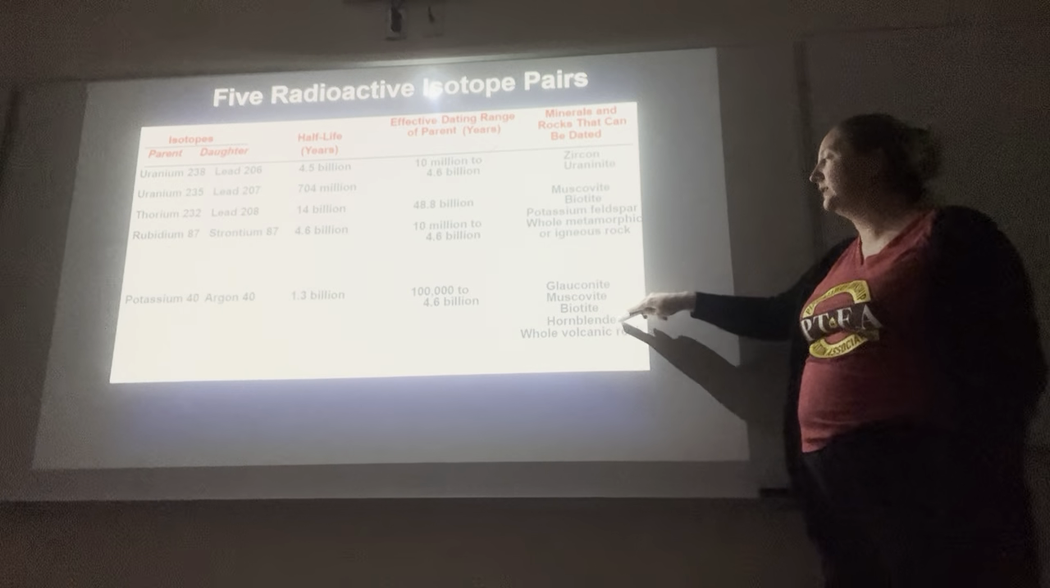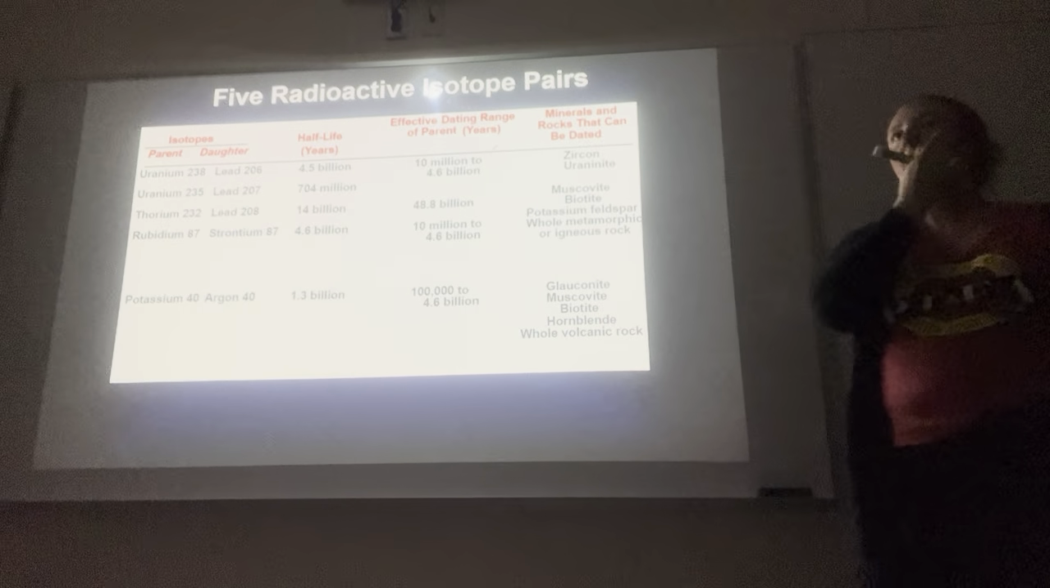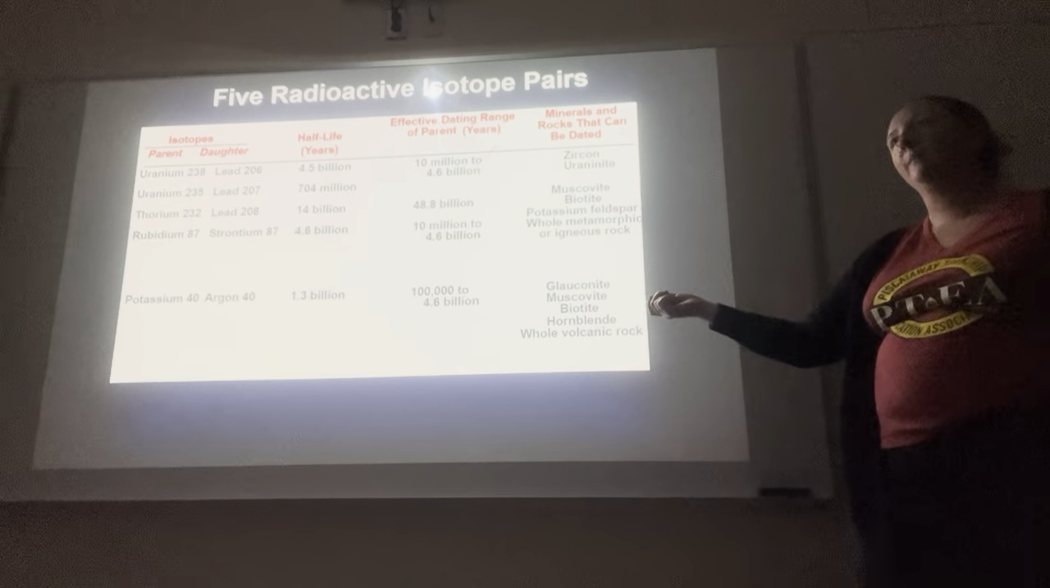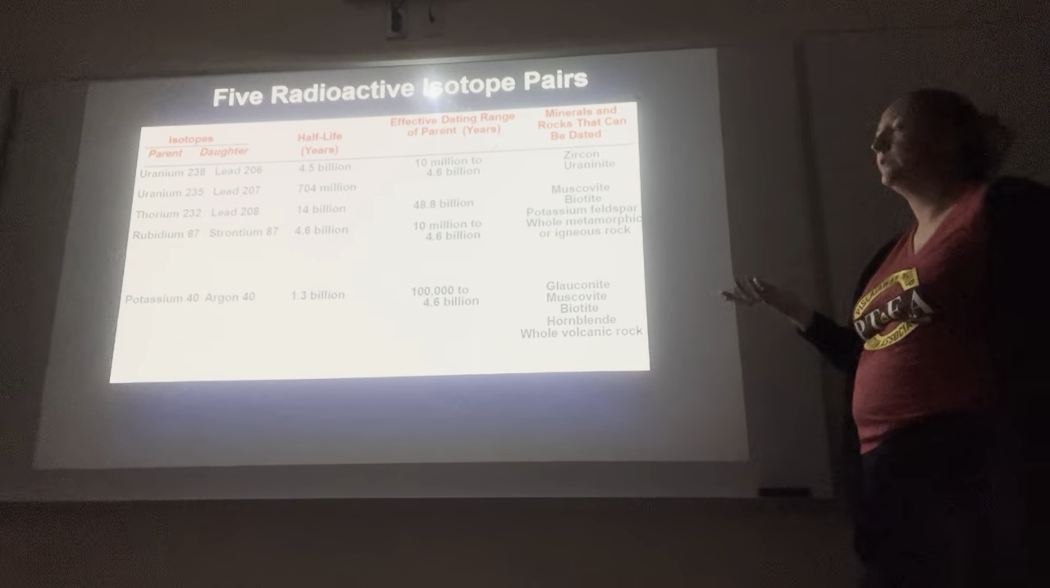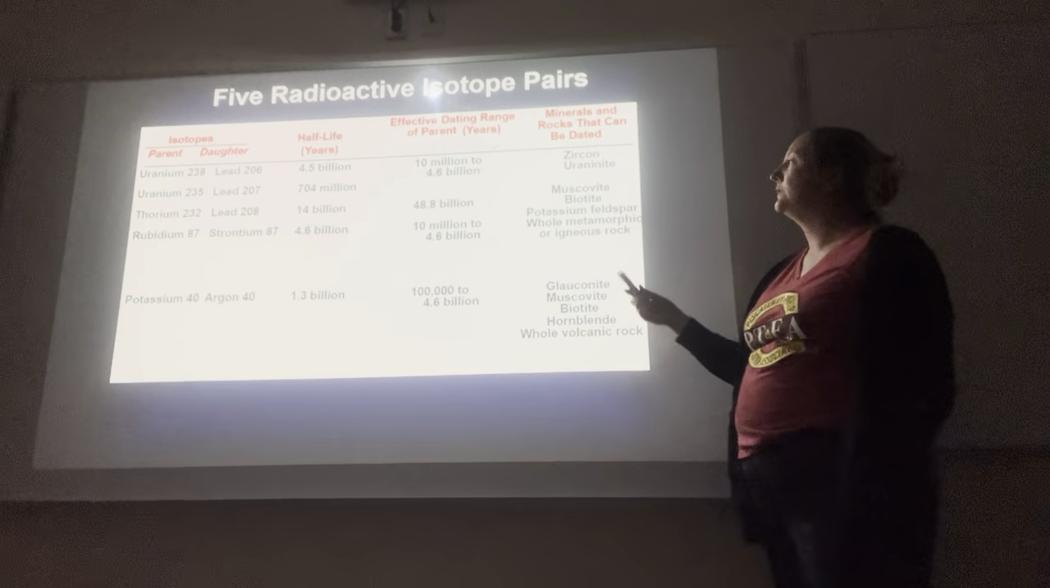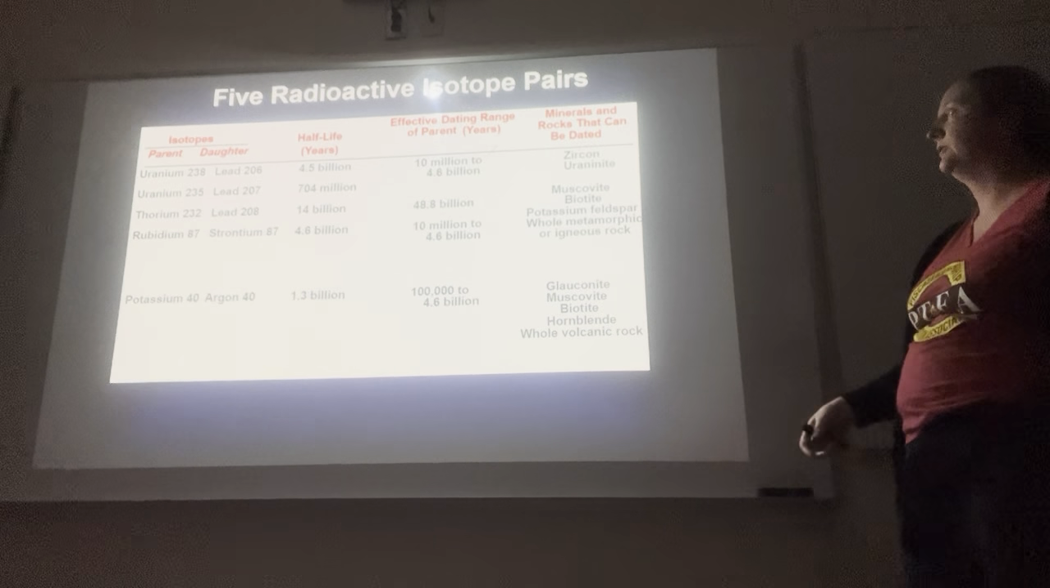So a lot of these silicate minerals that we find in igneous rocks will have some of these elements embedded in them, so we can use them to date these particular types of rocks. Some metamorphic or igneous rock here as well, and then our zircon crystals, like I mentioned before.